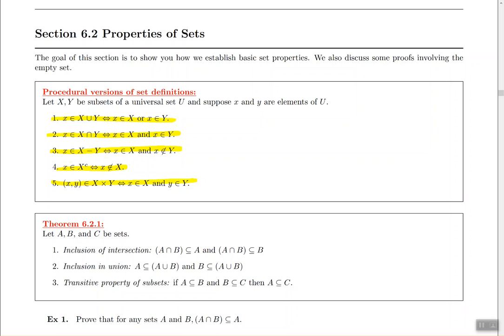Okay. The first one is the definition of the union. The second one is the intersection. The third one is set difference, the complement, and finally the n-tuple.